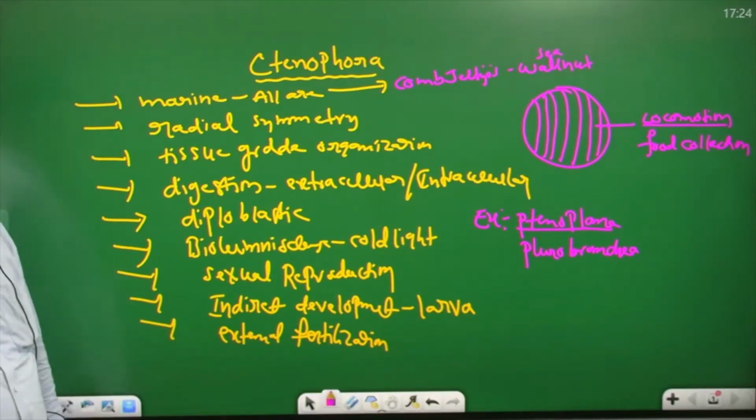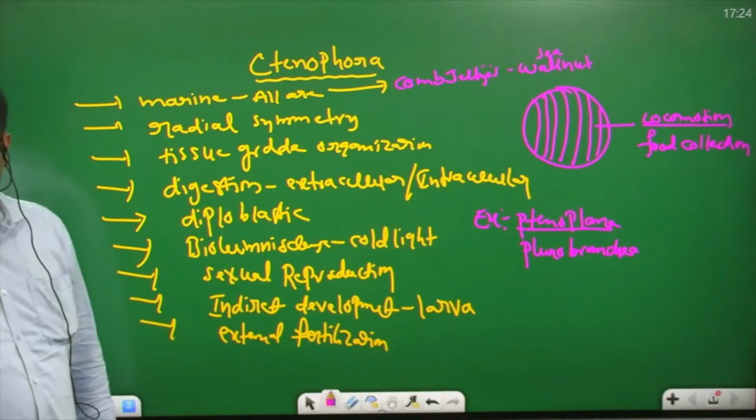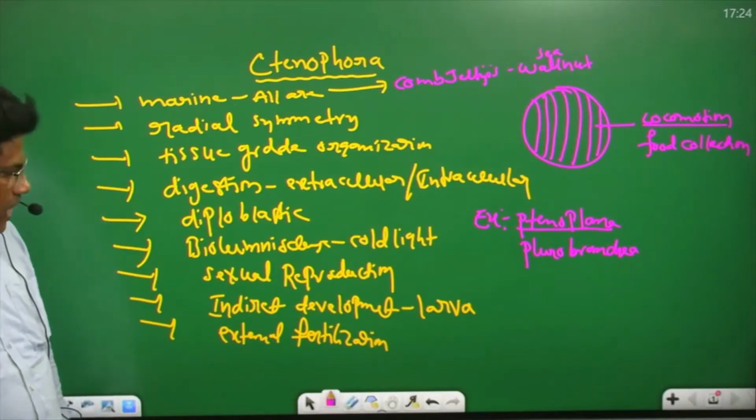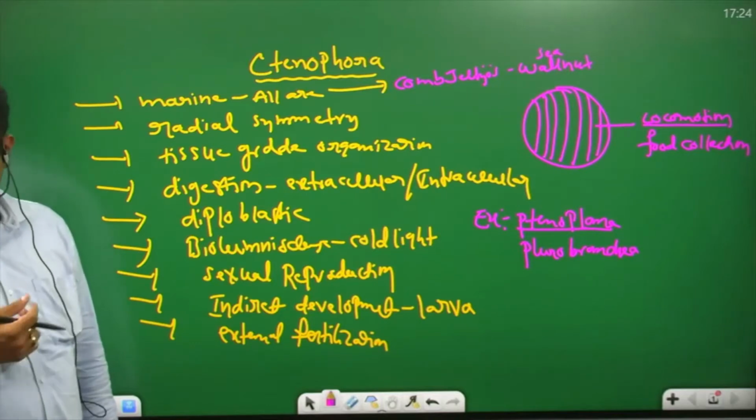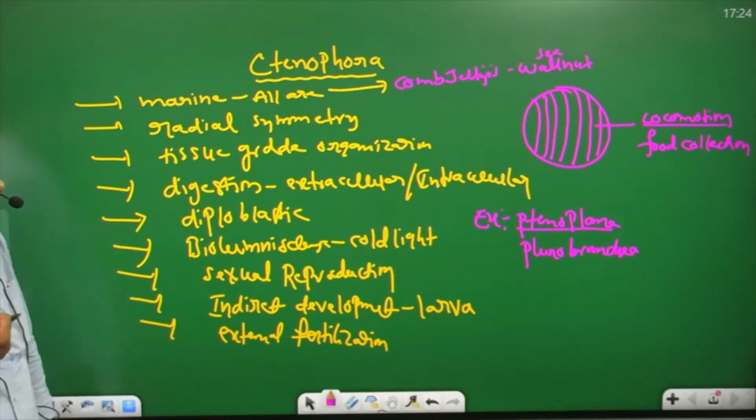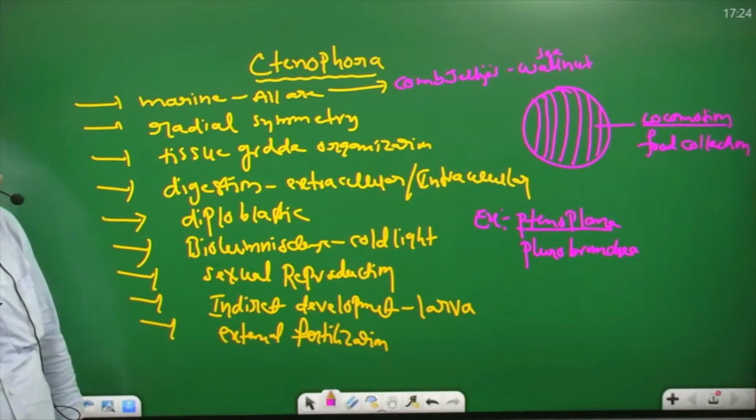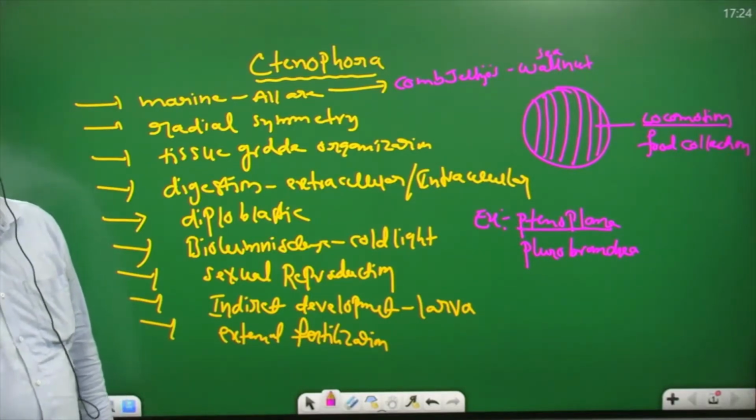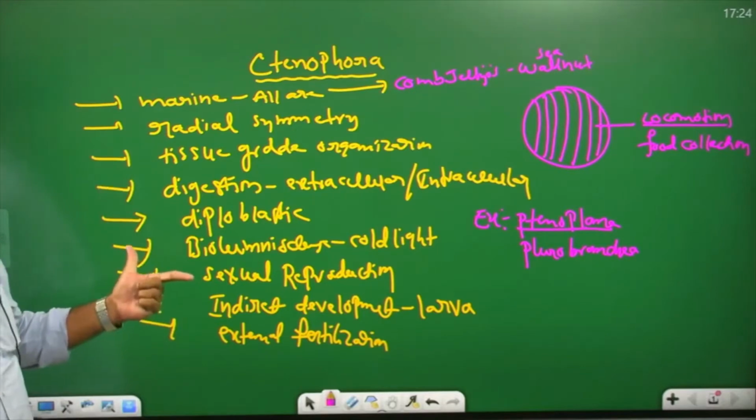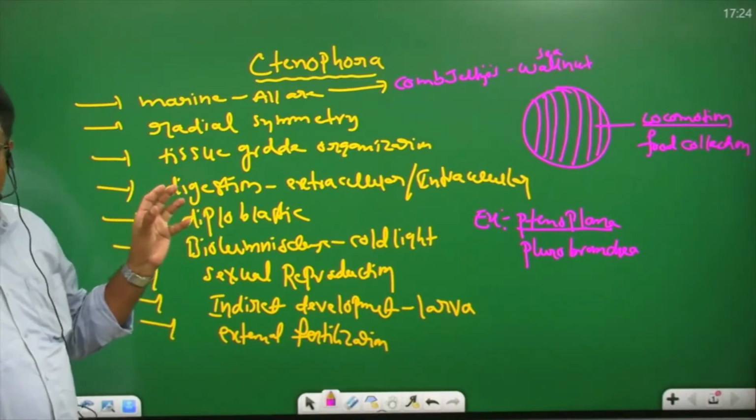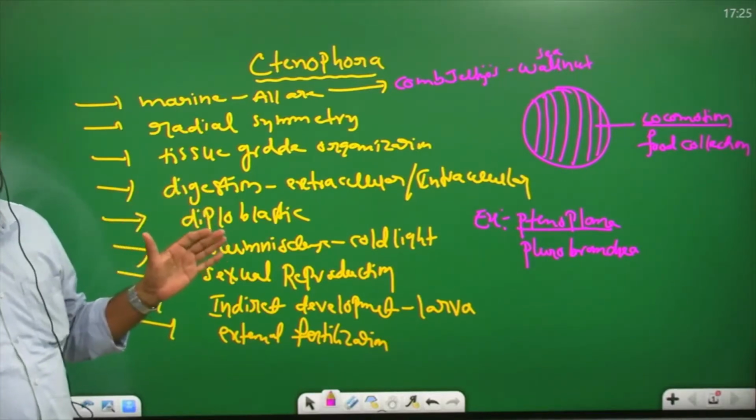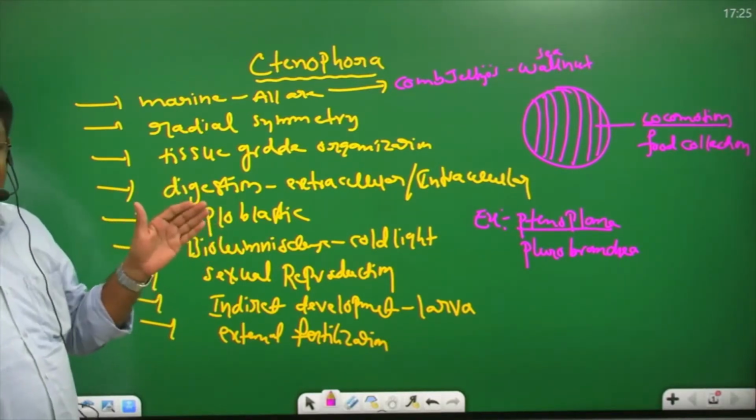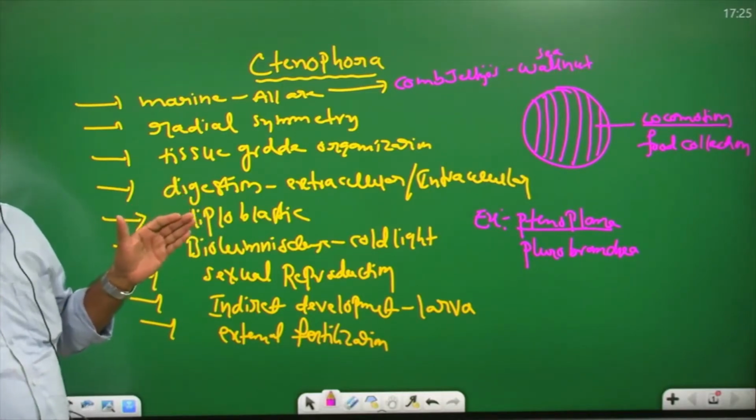Reproduction is only sexual reproduction. Asexual reproduction is absent. Development is indirect development. Indirect means larvae are there. You understand? So external fertilization occurs. Examples: Ctenoplana, Pleurobrachia. Yes, now we have completed Ctenophora. This class is only NEET based. So I'm talking about only NEET points. Okay, NEET based.